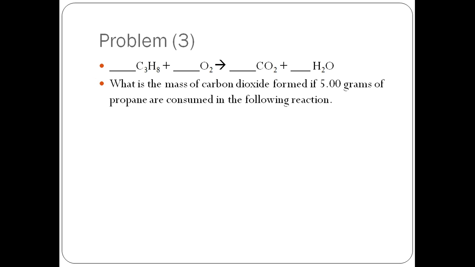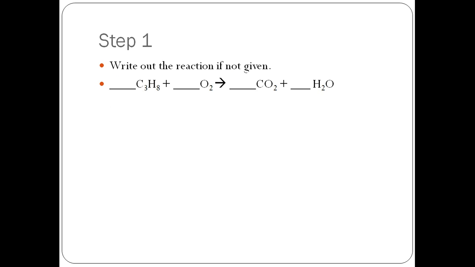The problem says that we have propane reacts with oxygen to give us our combustion products, which is carbon dioxide and water. And the first question, question A, says, what is the mass of carbon dioxide formed if 5 grams of propane are consumed in the following reaction? So the first step, make sure to write out the reaction if it's not given. In this case it's given, so you just copy it. And the reaction is C3H8 plus O2 yields CO2 plus H2O.